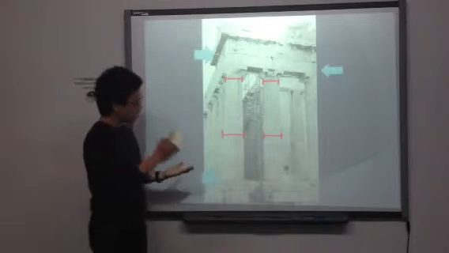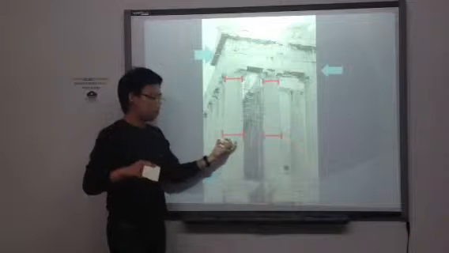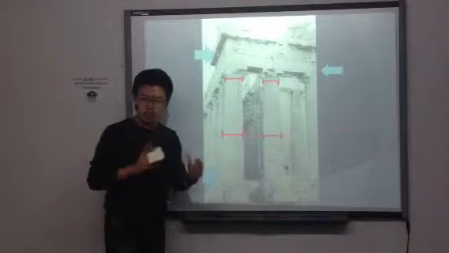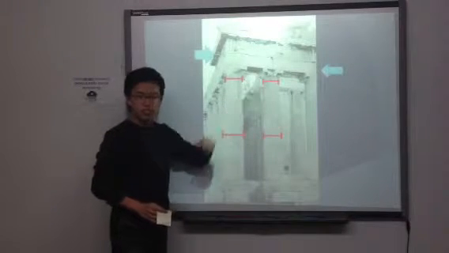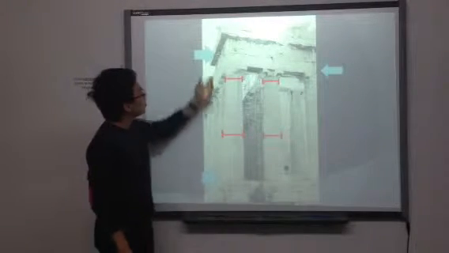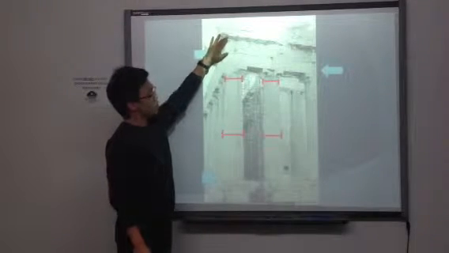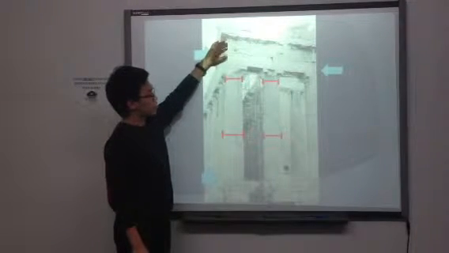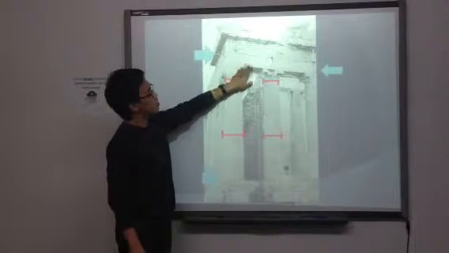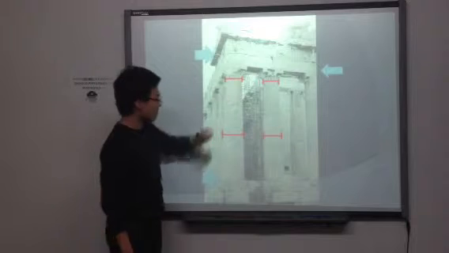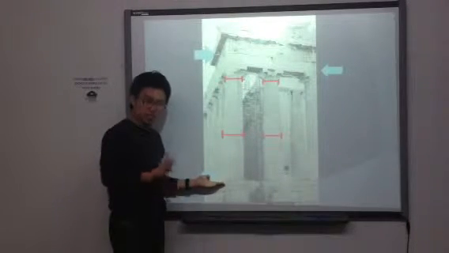As you can see, the columns in the corner are much thicker than the other columns. And these are the typical Doric frieze, and this is the typical Doric architrave. And there's no base, because it's Doric.